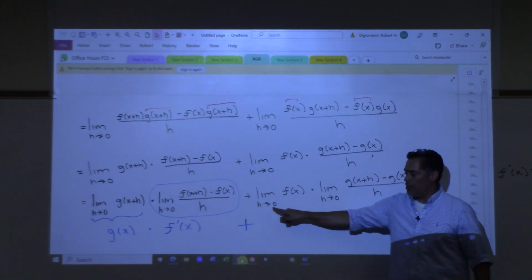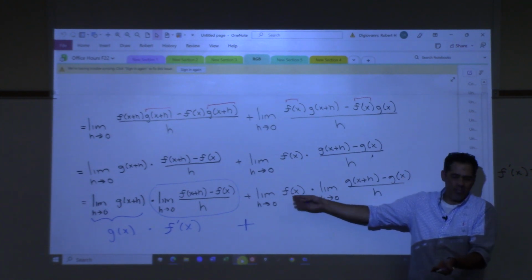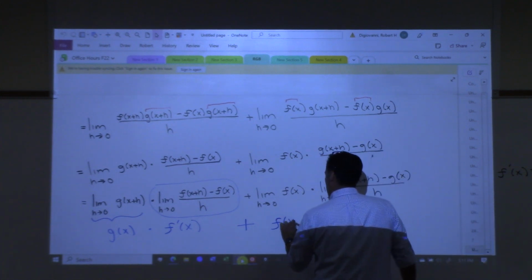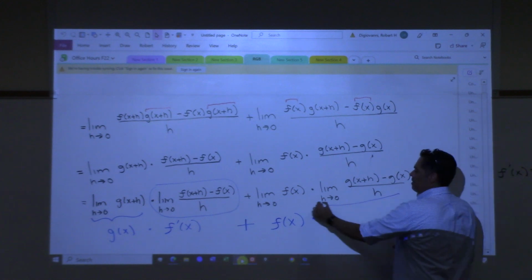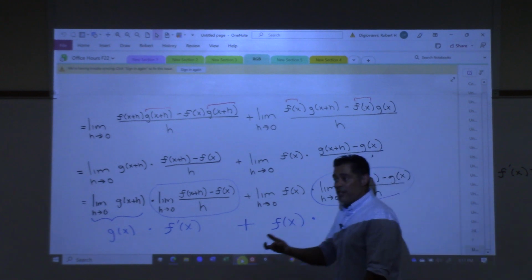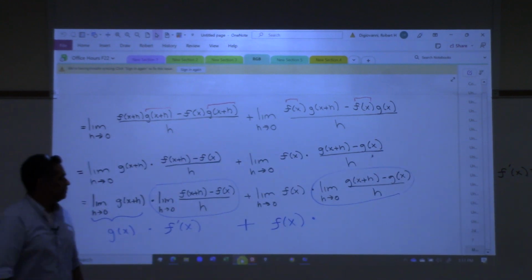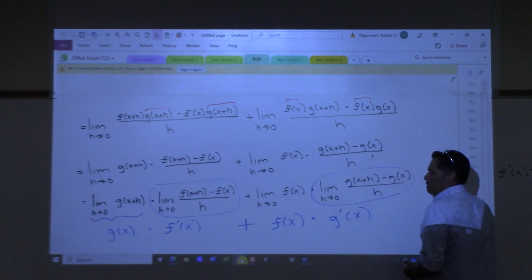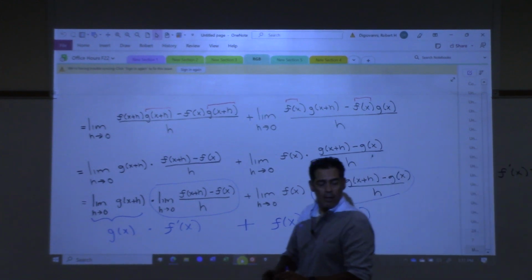What happens when h goes to 0 here? Well, there is no h here, right? There's no h's. So it's just going to spit out whatever's there, f of x. And then times, this is this definition, right? But with g, not f. So isn't that g prime of x down at the end? That's it. That's the formula.